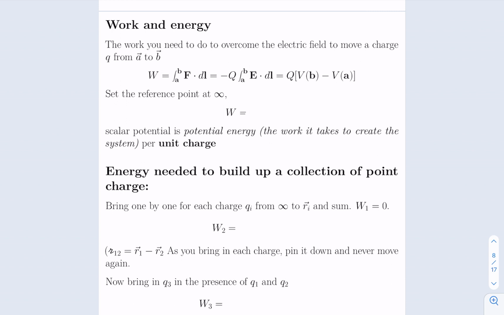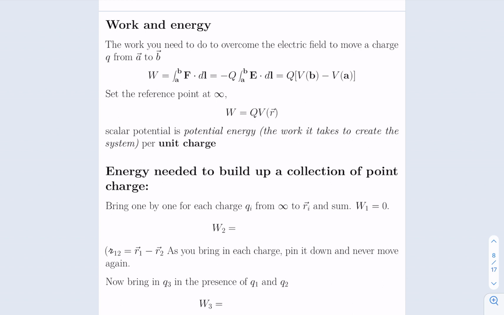So now here, let's say that the A point is at infinity. Then this simplifies the expression, right? Only one term left, and that is Q times V. So this means that the scalar potential here is really the potential energy per unit charge, right? So the scalar potential is not exactly a potential energy, and that is what you want to pay attention to.